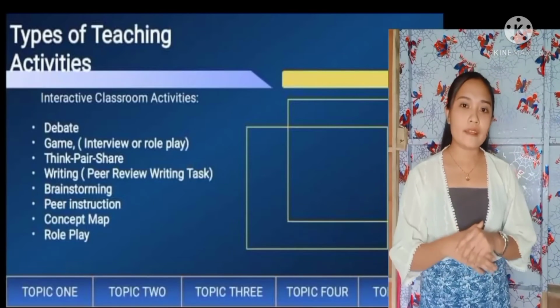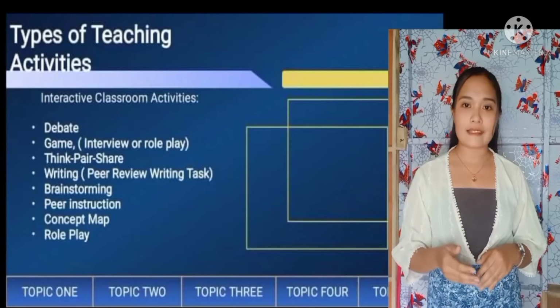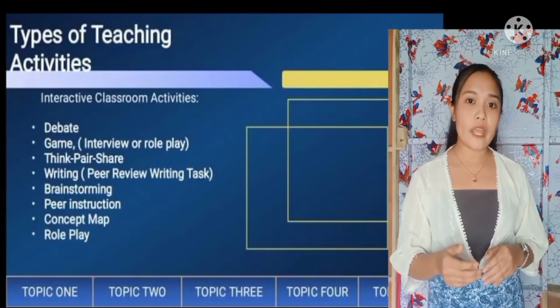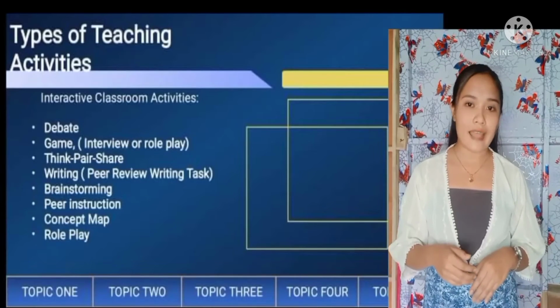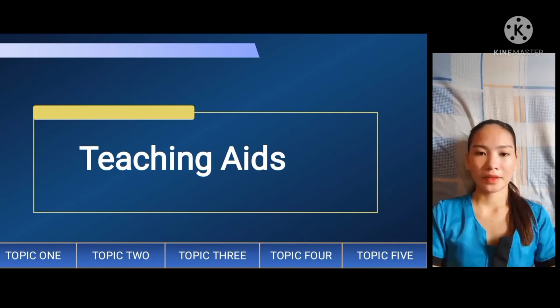Okay, the last one is role play. Role play may be done as a whole class or in a small group to enable students to gain insight into diverse situations and perspectives. Teachers go to various lengths to ensure that the learning is effective.